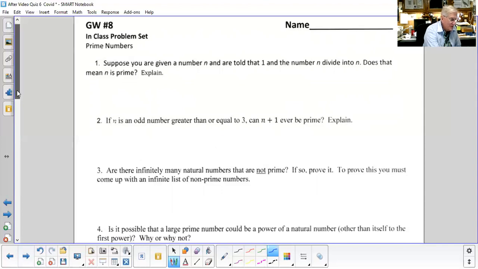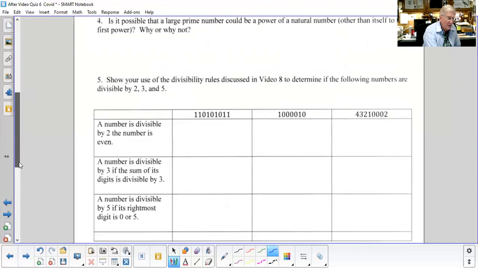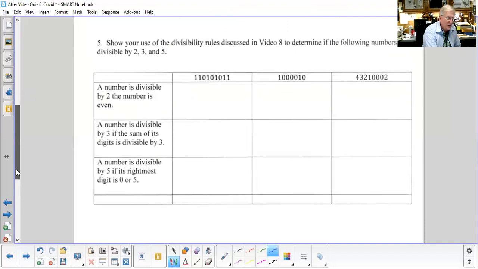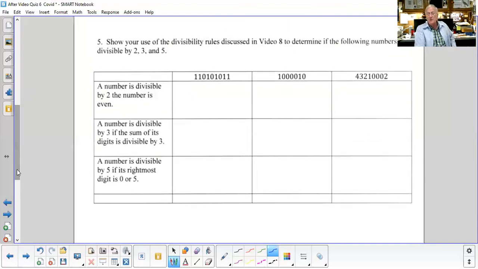Now I'm not too concerned about these questions that are on the top. What I'm concerned about is what's down here. I want you to know these divisibility rules. So let's review those right now. And this chart is on the bottom of the sheet called Group Work 8.